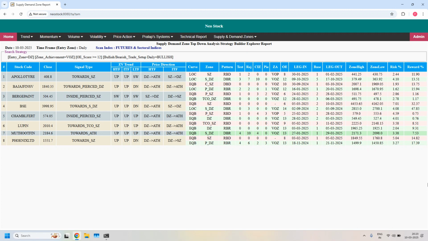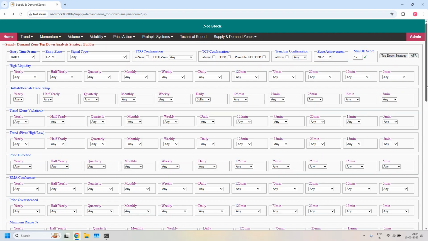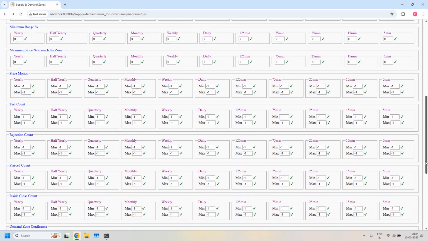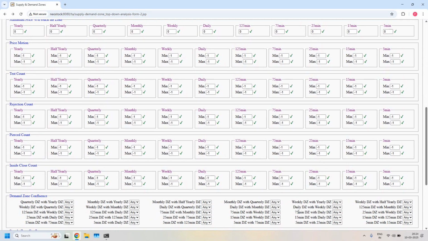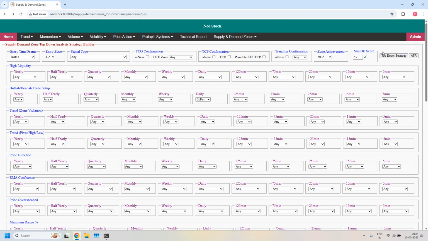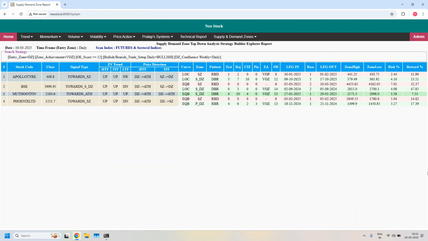We have generated 8 stocks. From these 8, we will find high probability trade setup supported zones based on the different zone confluence strategies. First, LTF, ITF demand zone confluence, that is a daily and a weekly demand zone confluence. With this filter, out of 8, we got 4 stocks.